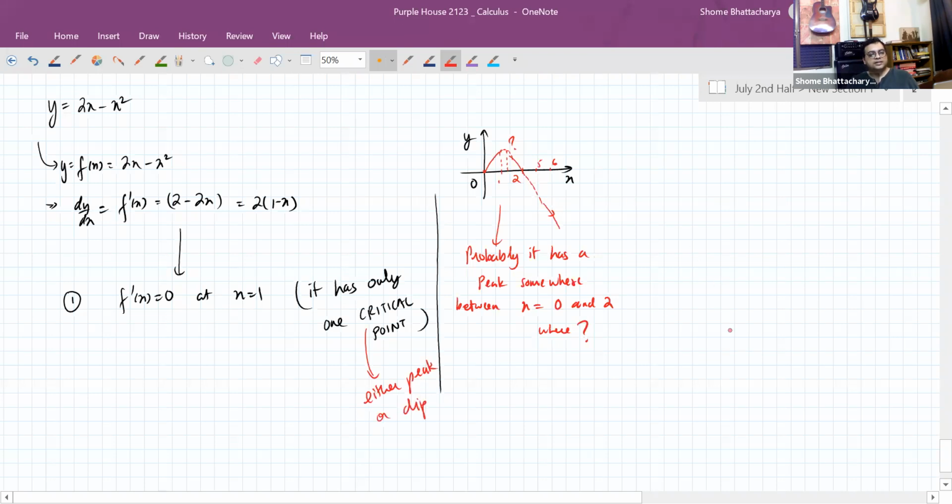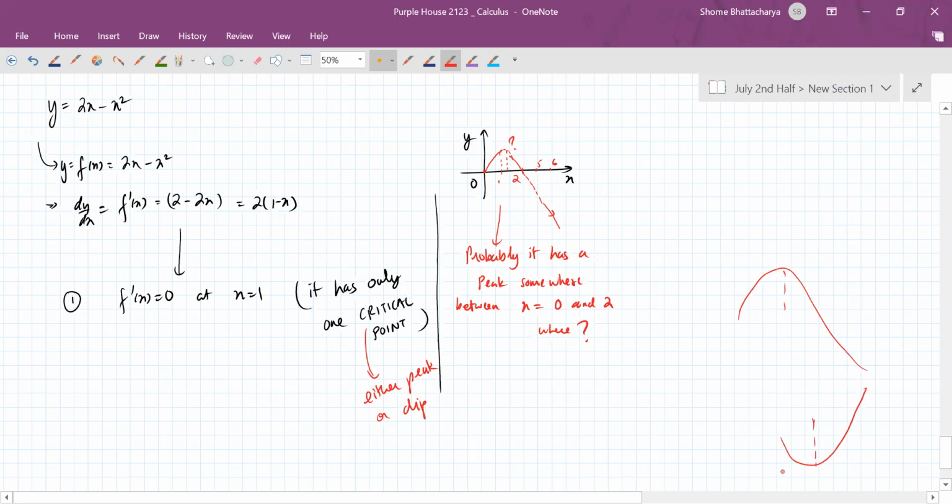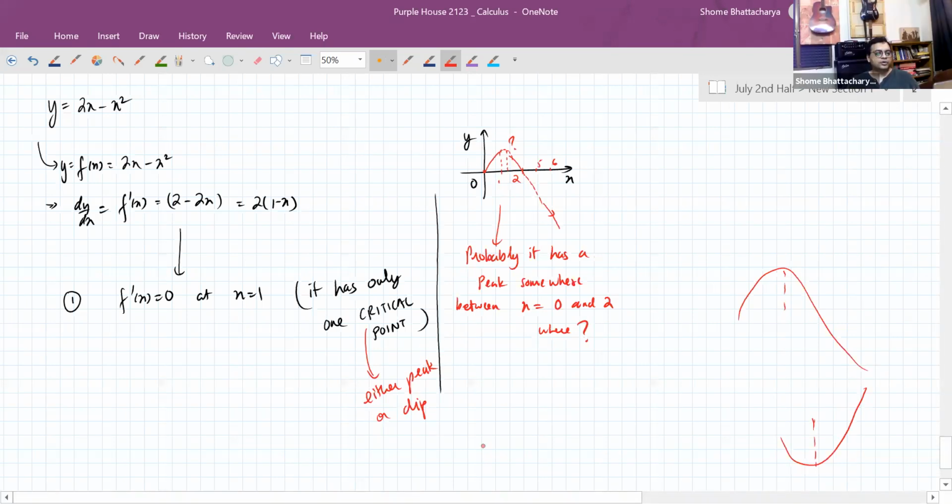Okay, so either the graph of the function should be something like this, it has one peak point, or the graph of the function should be something like this, one dip point. But now from our earlier analysis, we know that probably this is a peak point. Okay. But let's confirm that analysis. And it's actually happening exactly at x equal to 1. So that means that peak point is exactly at x equal to 1.